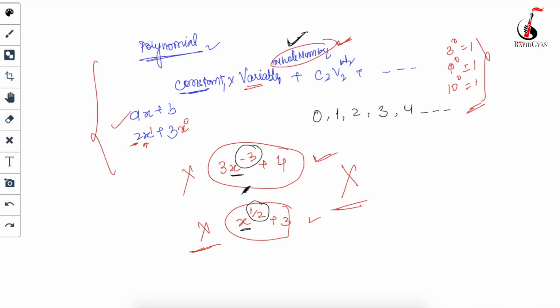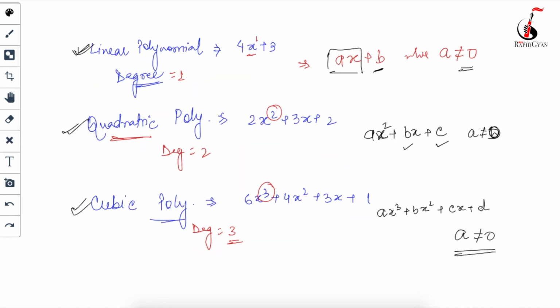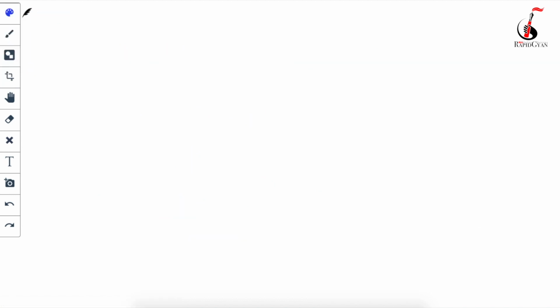They will ask you, tell whether 3x^-3 + 4 is a polynomial or not. If not, justify your answer. So what will you say? No, this is not a polynomial because the power of the variable is not a whole number. In order to become a polynomial, the power of the variable should always be a whole number. Understand?